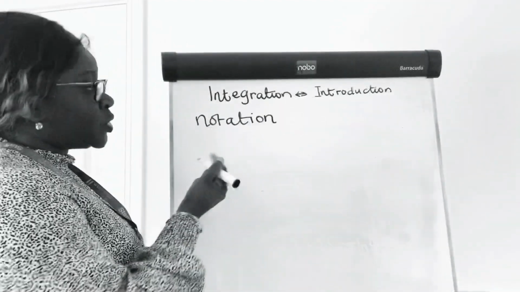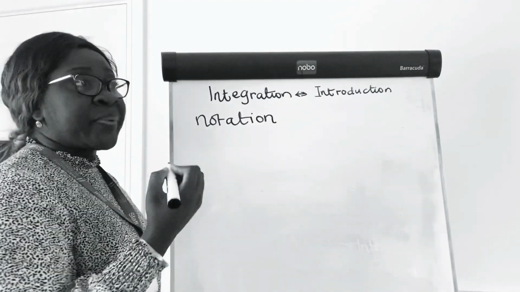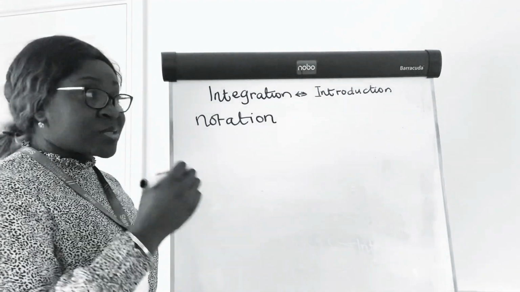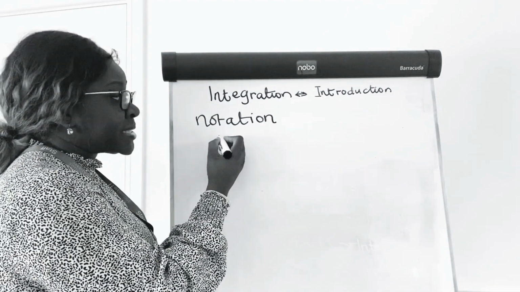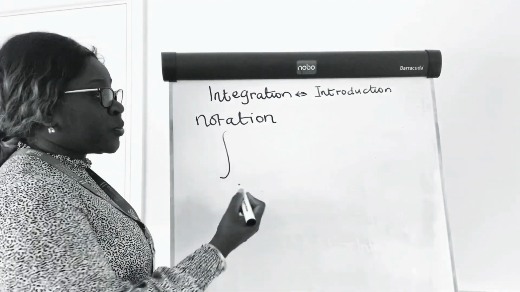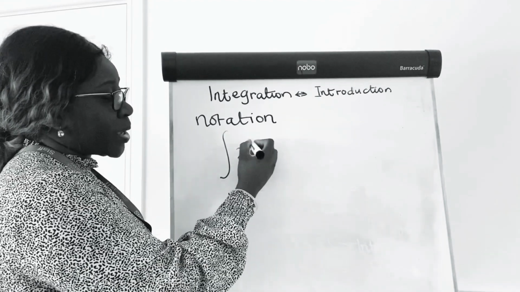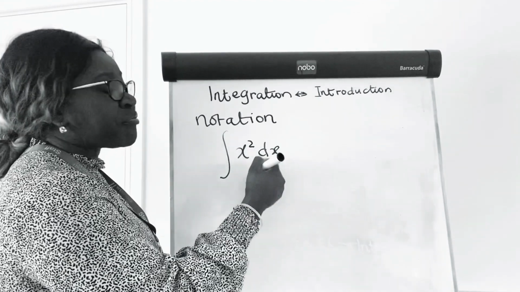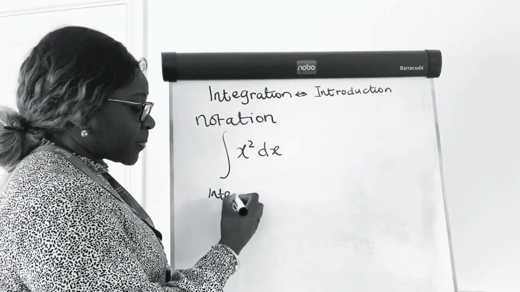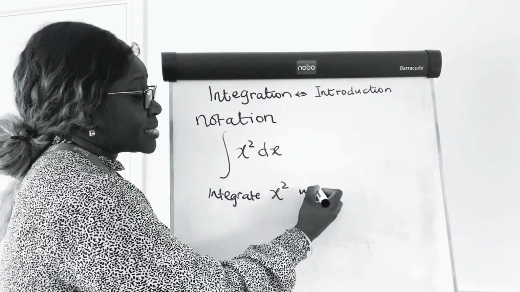Now let's talk about the notation. Let's talk about how we represent integration. We said that we represent differentiation by writing dy by dx, okay? We can represent integration using this sign here. So for example, if you wanted to integrate x squared, you would say integrate x squared dx, which means with respect to x. If I write that in English, that means integrate x squared with respect to x. That's what that means.